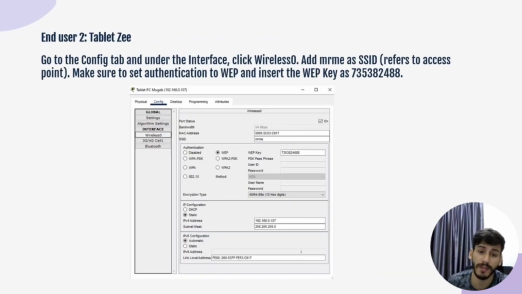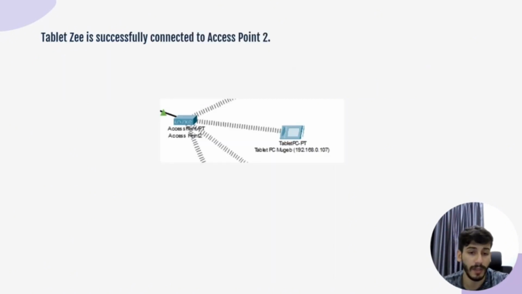So for end user 2, let's call it tablet. Go to the config tab, and under the interface click wireless 0, add MRME as we did previously in PC Abdullah, which refers to the access point. Make sure the authentication is WEP and insert the key, as we said in end user 1. We are following the same steps as you see here in the picture. Then the tablet will be successfully connected to the access point as the previous PC. We will do the same steps even for any more devices.